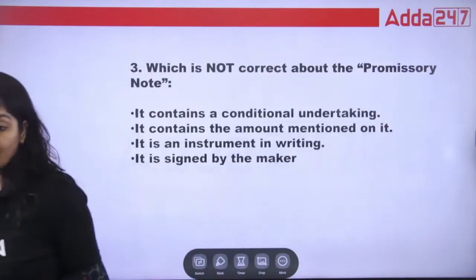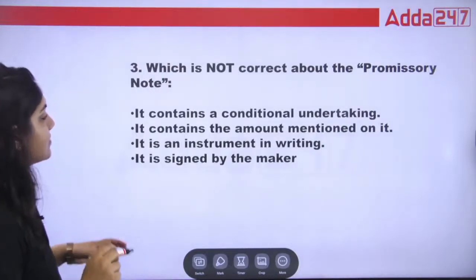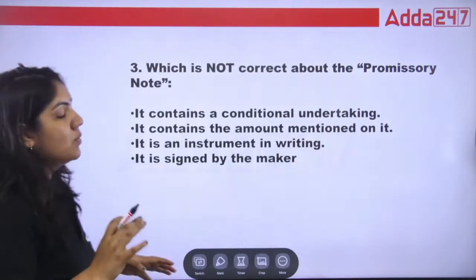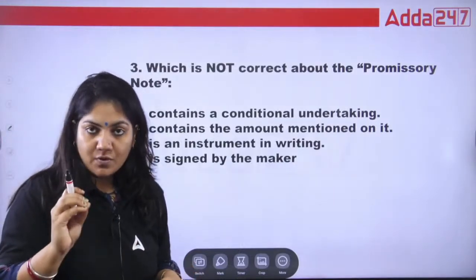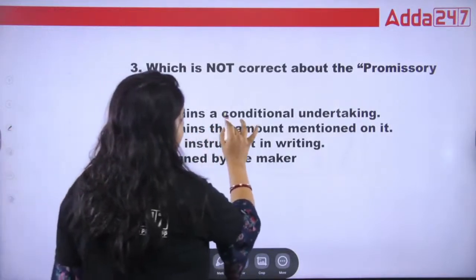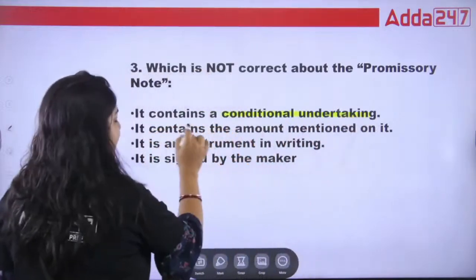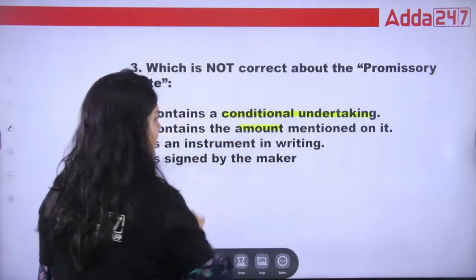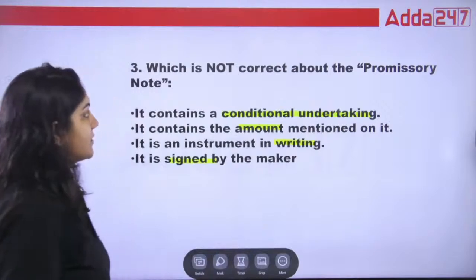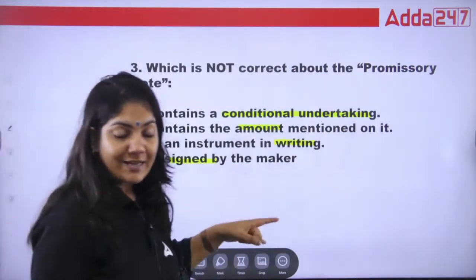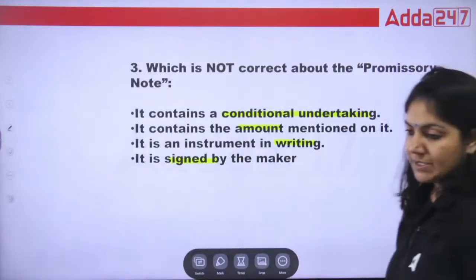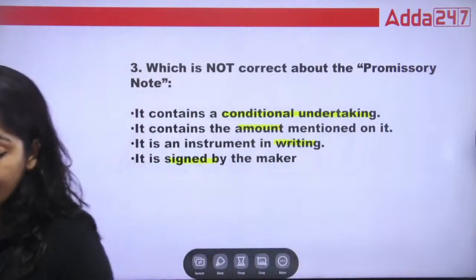Next question. What is not correct about the promissory note? It means whatever the definition written in Section 4, you have to learn that section. It contains an unconditional undertaking, it contains the amount mentioned on it, this instrument must be in writing, and it is signed by the maker. So which of the following is not correct, class? Tell me.